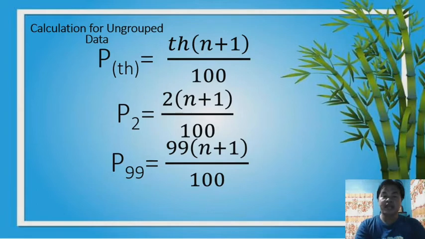So, kung ang hinahanap ay 30th percentile, so ang formula ay magiging P30 is equal to 30 times n plus 1 over 100. So, itong formula po na ipinakita ko sa inyo ay ito po yung mas madali para makuha kaagad ang percentile. So, wag na po nating pahirapan ang ating mga sarili. Kaya, ito ang pinili ko na formula.